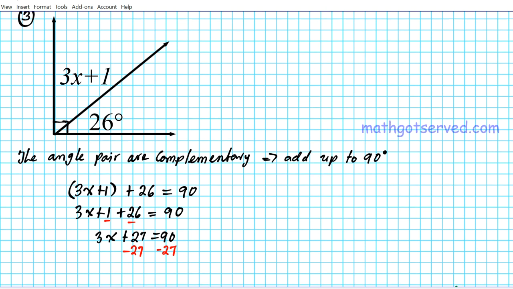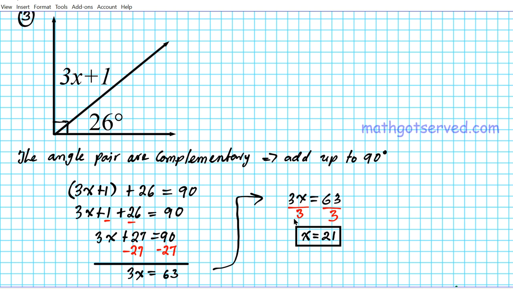And then that's going to give us 3x is equal to 90 minus 27. You can just go 90 minus 20, that gives you 70, and then take away 7, that's 63, okay? So you have 63, and bring it up over here. 3x is equal to 63. And then what's x? To finish this off, we'll just divide both sides by 3. And that will give us our final answer. X is equal to 21. Ladies and gentlemen, that is the answer to question number 3.